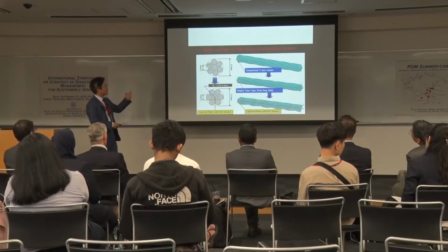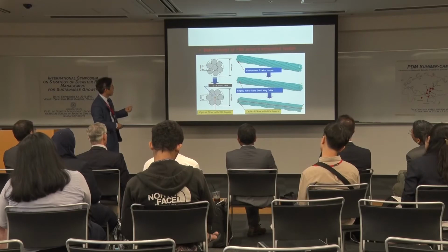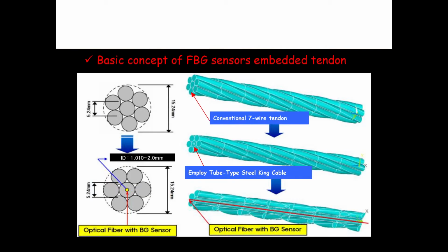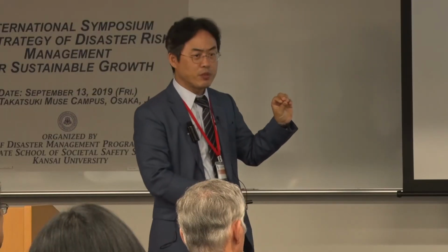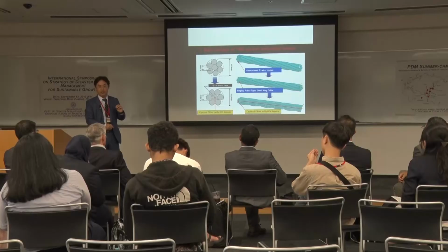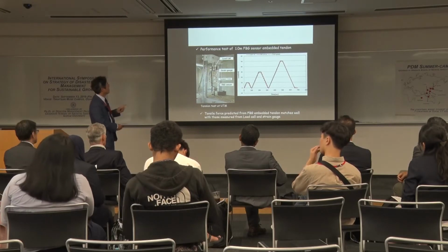So I will show you the process to make these cables. Anyway, after replacing the center cable with a tube-type cable, we insert the optical fiber sensor with the Bragg sensors, and then fix it with a specially designed resin. Now this is the test result.